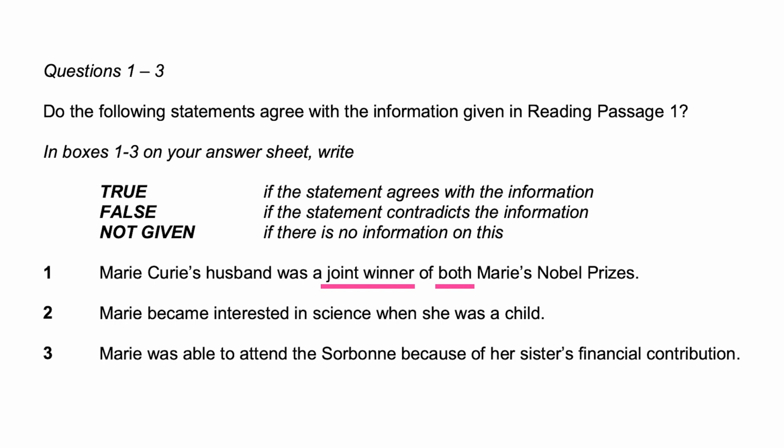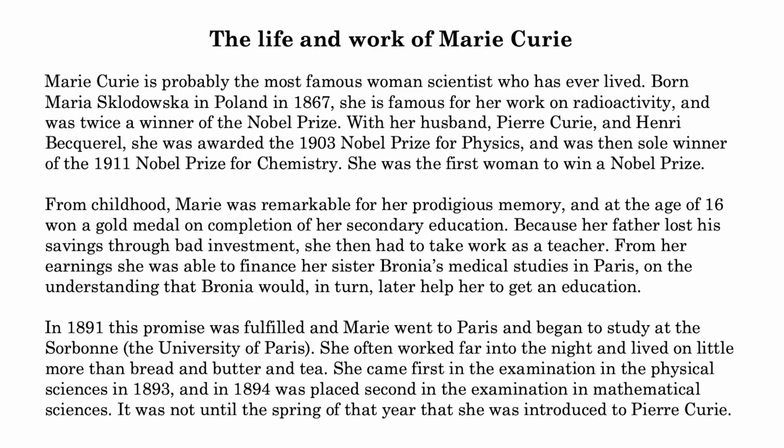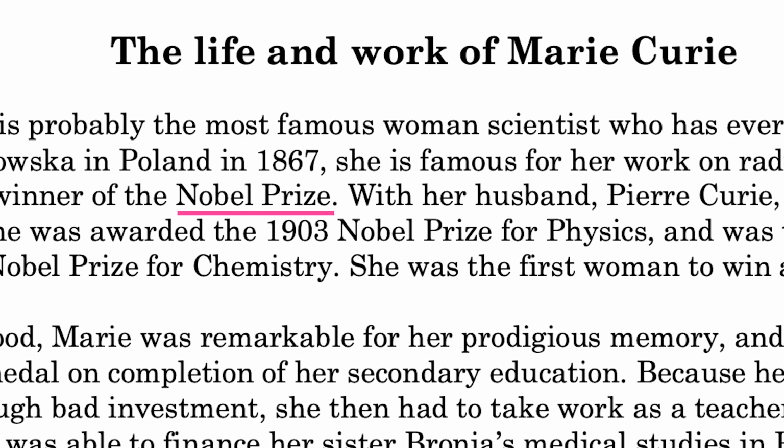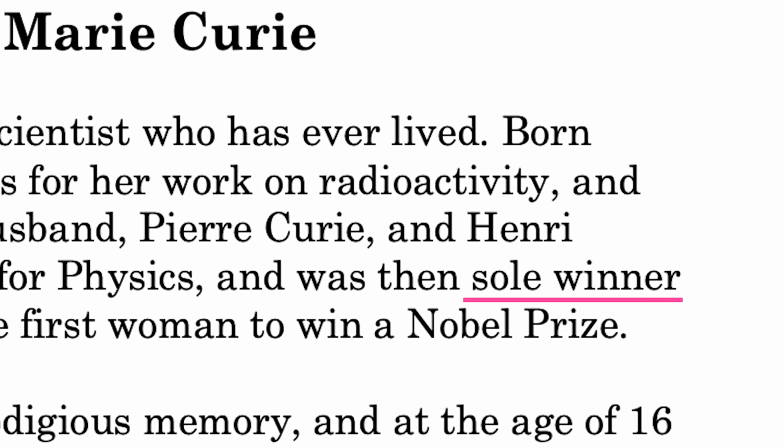Joint winner implies that they won the award together, and both tells us that the two awards Curie won were together with her husband. But what if Curie's husband won awards without his wife? And what if they only won one award together rather than both? Now go to the text. We can see Nobel Prize here. And if we read further, we can see that she was a sole winner in 1911, meaning one of her awards was won without her husband. This means that the answer to question 1 is false.